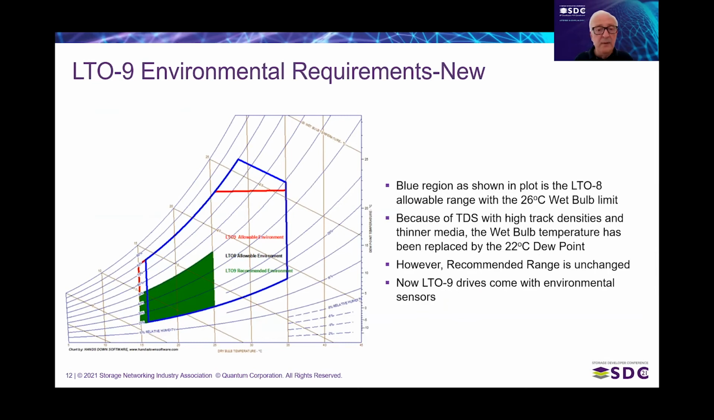The last one is the environmental requirements. The only change here between LTO-8 and 9 is that the wet bulb temperature of 26 degrees has been replaced by a 22-degree dew point temperature. It only affects the allowable range. The recommended range for years, with LTO-1 through 9, has never changed. That's the green zone.